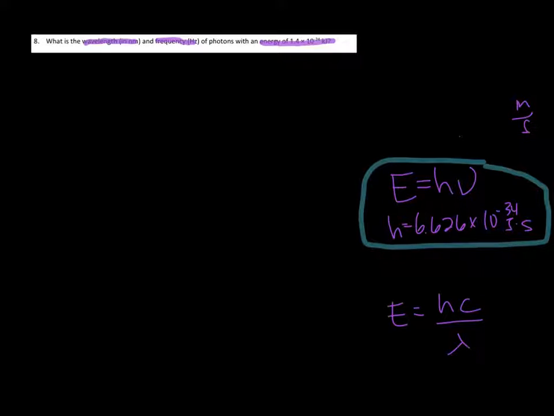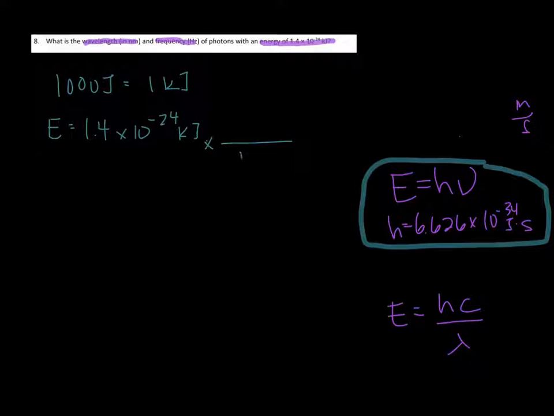So I've got an energy of 1.4 times 10 to the negative 24 kilojoules. Now remember, in this equation, this is in joules, so I have to have my energy in joules. So I have to convert it from kilojoules to joules first. And there are 1,000 joules in 1 kilojoule. And so my energy is going to be equal to 1.4 times 10 to the negative 24 kilojoules, and then 1 kilojoule is 1,000 joules.